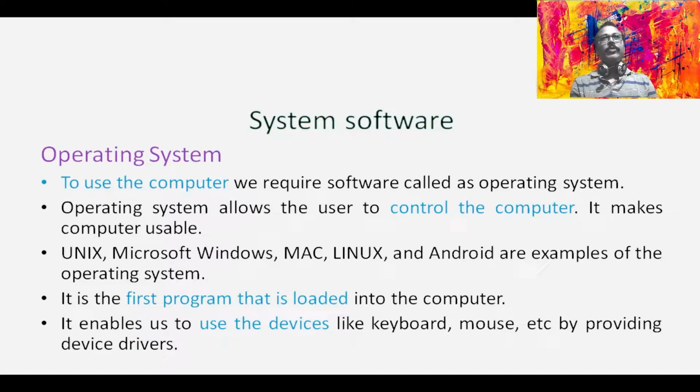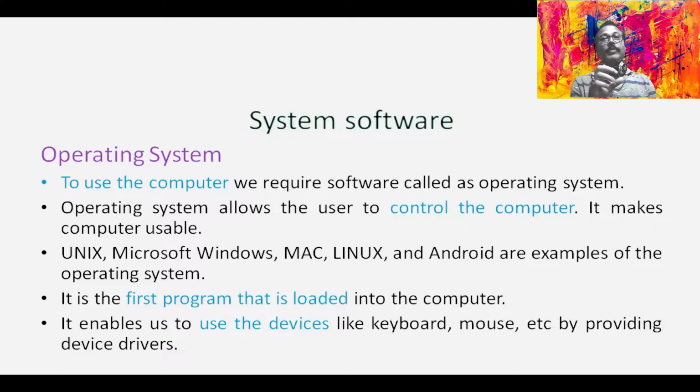It makes the computer usable. Microsoft Windows, Unix, Linux, etc. are operating system examples. Android, the latest one, is also an example. Android is the operating system used in smartphones. iOS is another software used in Apple phones. So in general, Android is used in smartphones, and Unix, Microsoft Windows, Linux, etc. are usually used in laptops, desktops, etc.